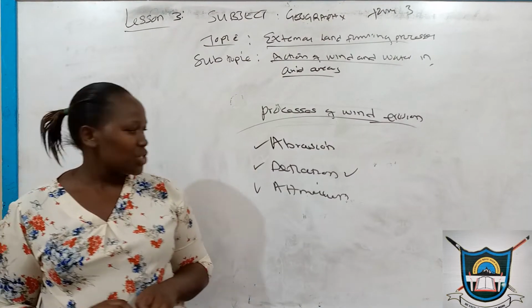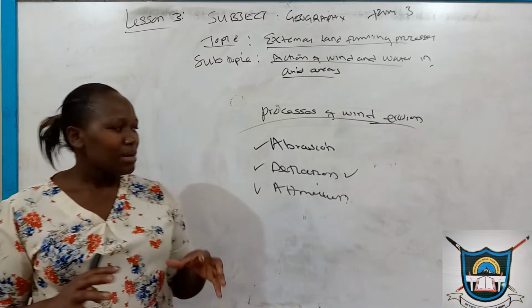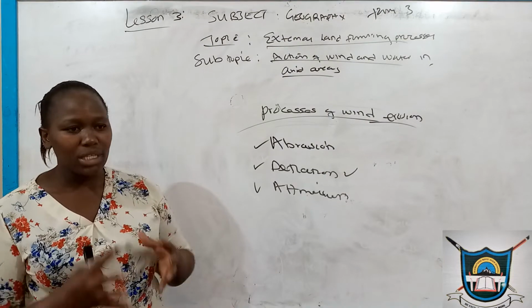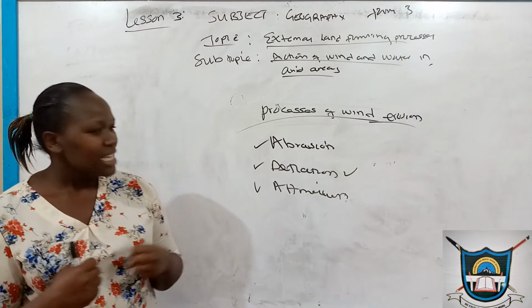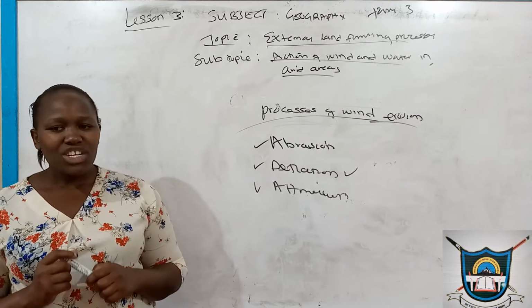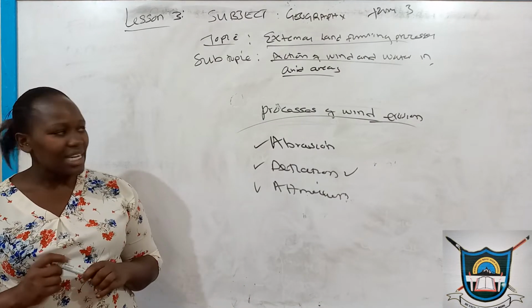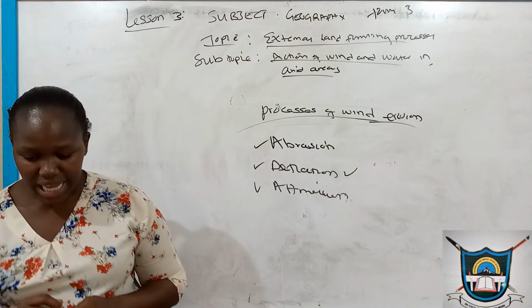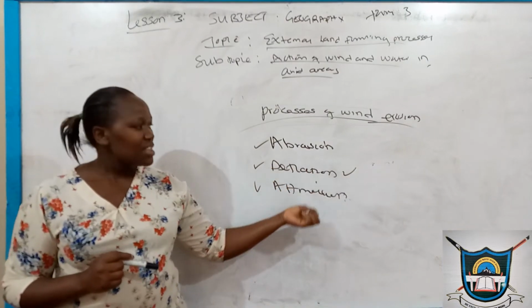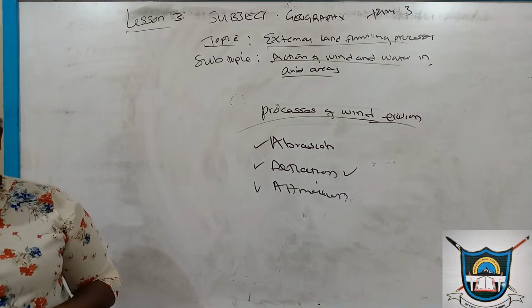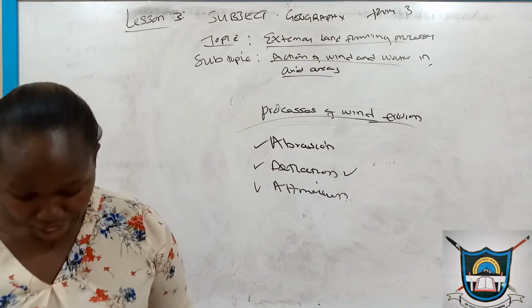When you talk of attrition, the materials that are carried by the wind, as they are blown, hit against each other, and as they hit against each other, they are reducing in size, just like the one we discussed under river. So those are the three processes of wind erosion in the desert.